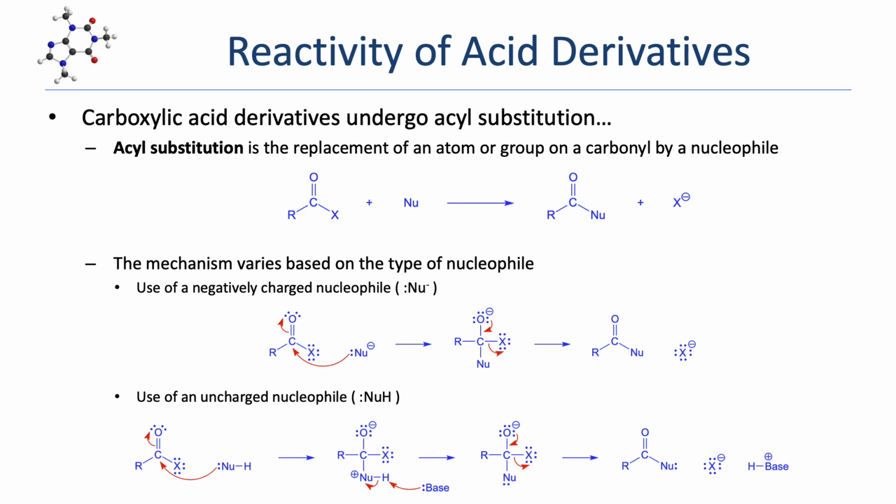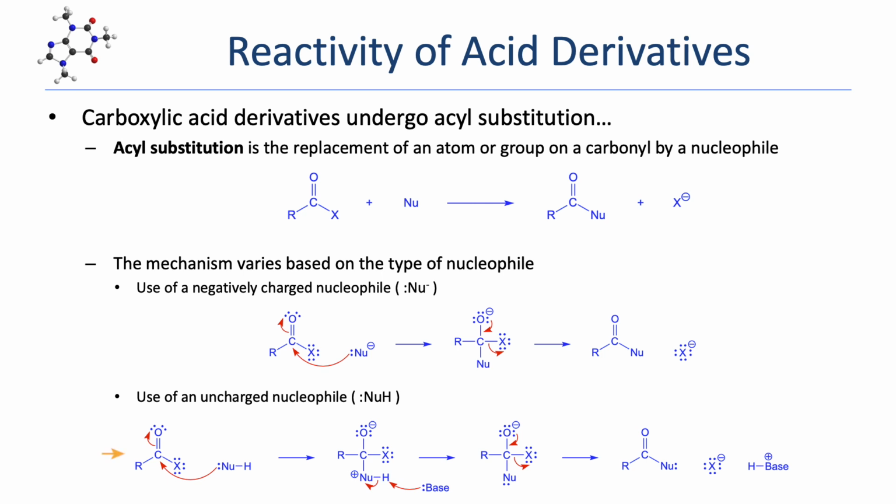The mechanism for simple acyl substitution varies based on the type of nucleophile used. The simplest variation involves the use of a negatively charged nucleophile. In the first step, the nucleophile attacks the electrophilic carbonyl carbon, breaking the carbon-oxygen pi bond. In the second step, the pi bond reforms, expelling the leaving group.